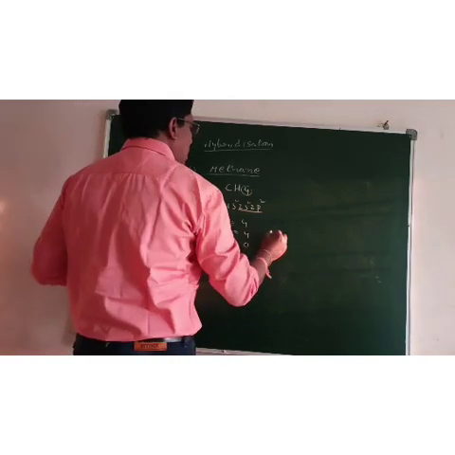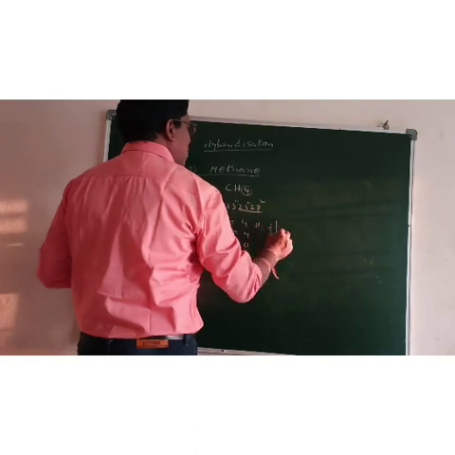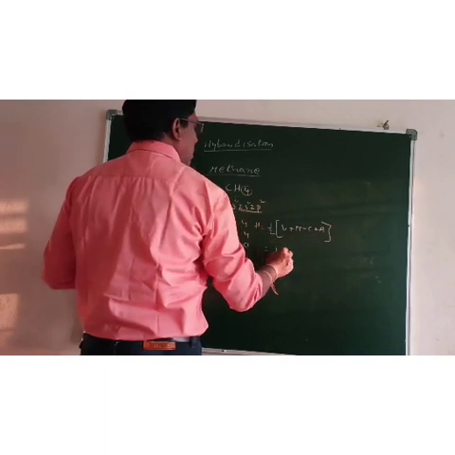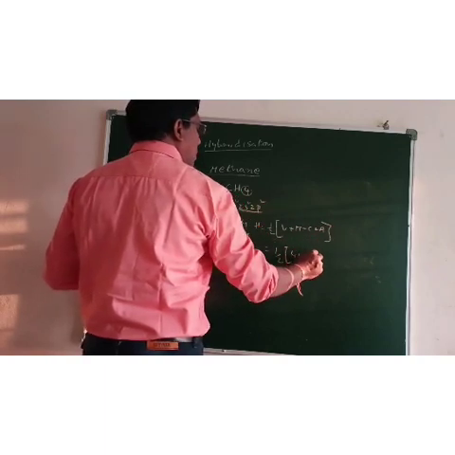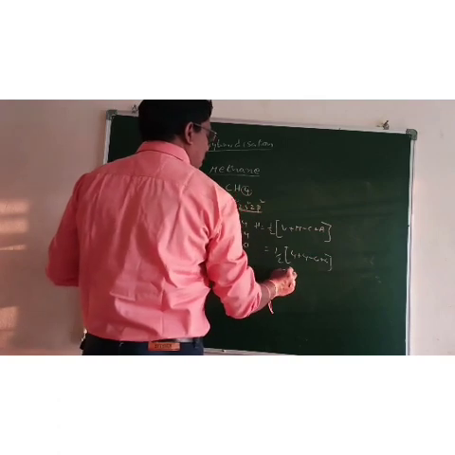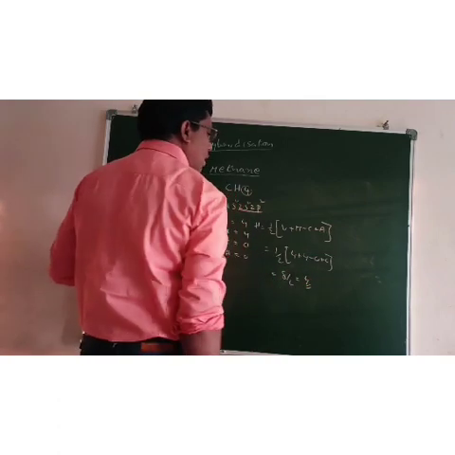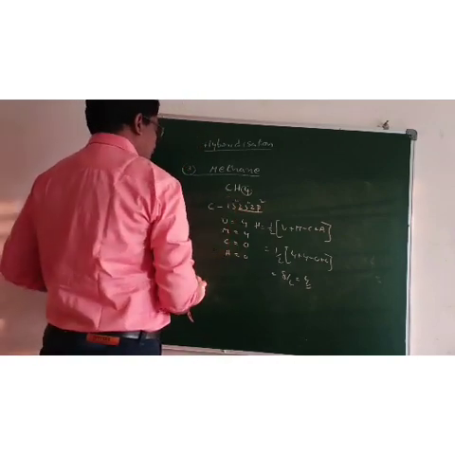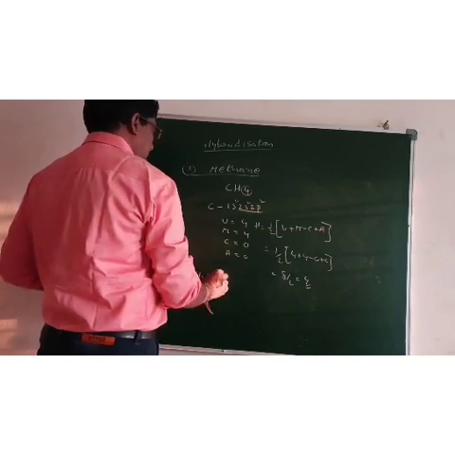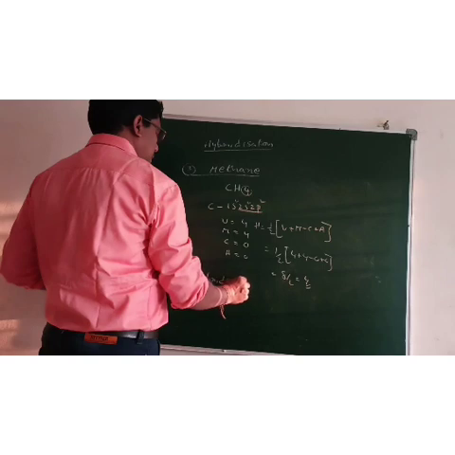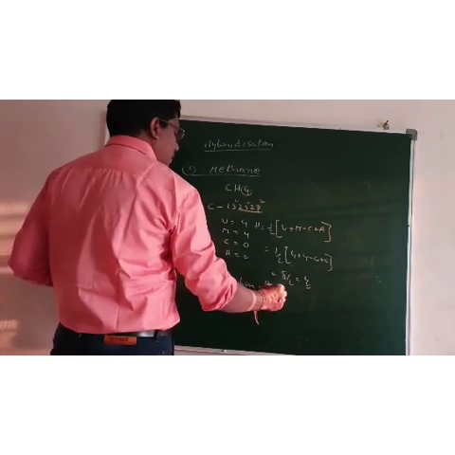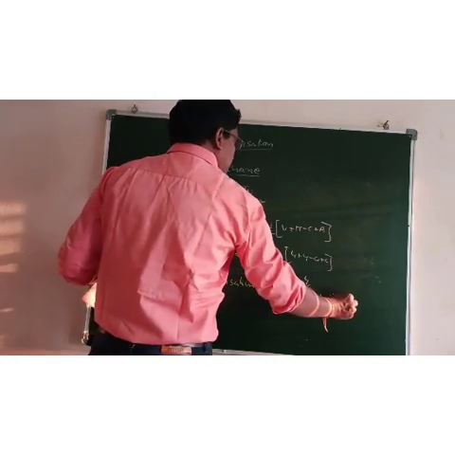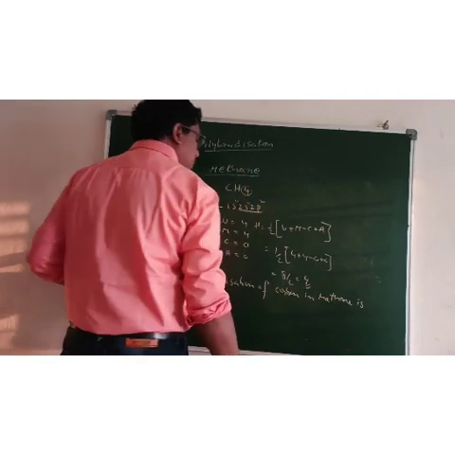Now we substitute this in our formula, H equal to 1 by 2 (V plus M minus C plus A). So V value 4, M value also 4, C value 0, A value 0. 8 by 2, finally 4. If H value is 4, its hybridization is sp3. So the hybridization of carbon in methane is sp3.